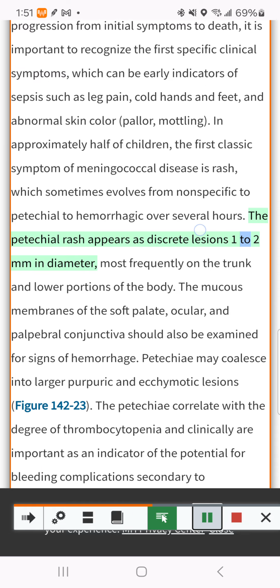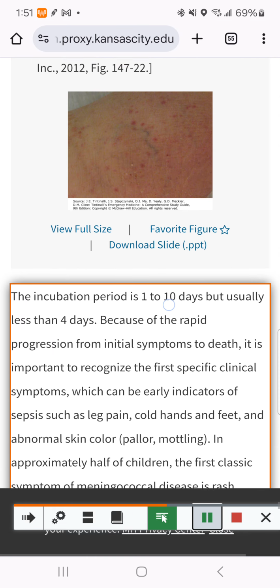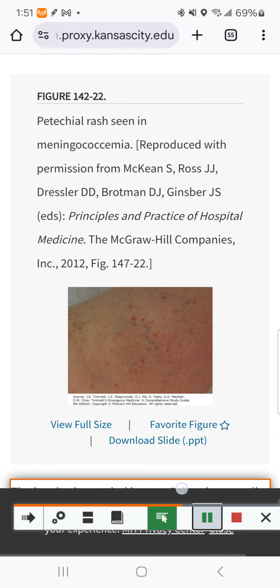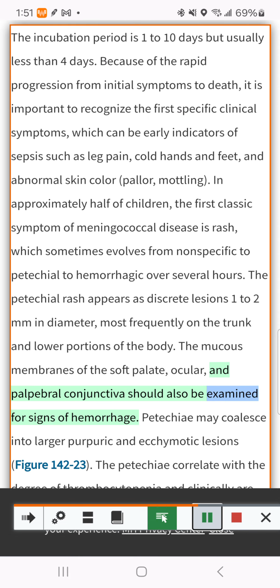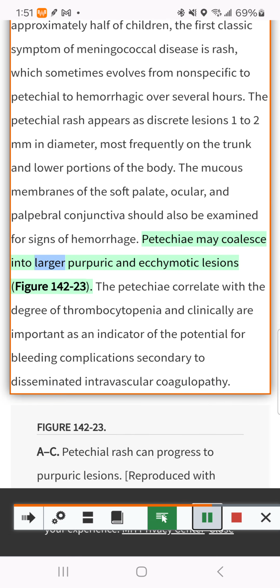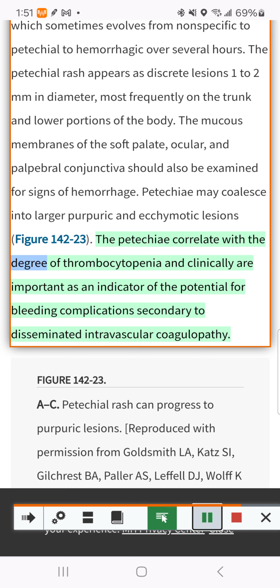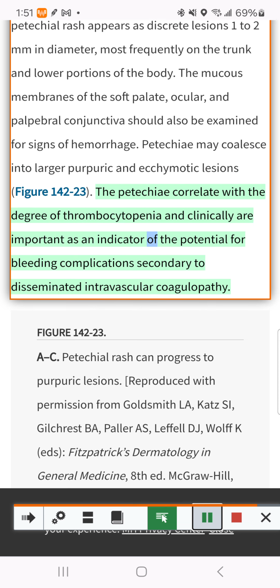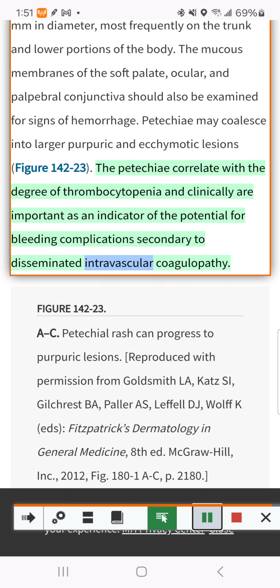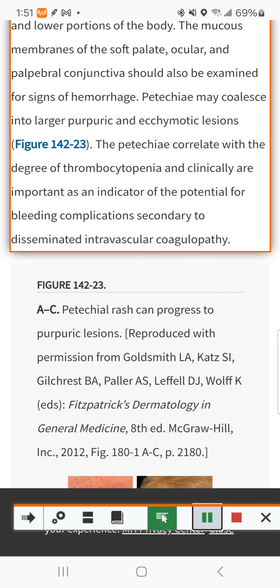The petechial rash appears as discrete lesions 1 to 2 mm in diameter, most frequently on the trunk and lower portions of the body. The mucous membranes of the soft palate, ocular, and palpebral conjunctiva should also be examined for signs of hemorrhage. Petechiae may coalesce into larger purpuric and ecchymotic lesions. Figure 142-23. The petechiae correlate with a degree of thrombocytopenia and clinically are important as an indicator of the potential for bleeding complications secondary to disseminated intravascular coagulopathy.